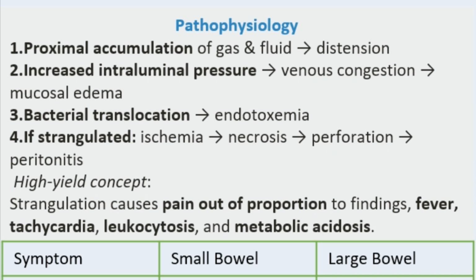Then, as this intraluminal pressure continues, it is going to also occlude the arteries. When the arteries are occluded, we shall have ischemia. As we have ischemia, necrosis sets in. Once we have necrosis, perforation is going to happen, and then we shall have peritonitis. So whenever we have strangulation, it's an emergency, and strangulation is going to cause pain that is found to be out of proportion to the findings. We shall have fever, tachycardia, leukocytosis, as well as metabolic acidosis.